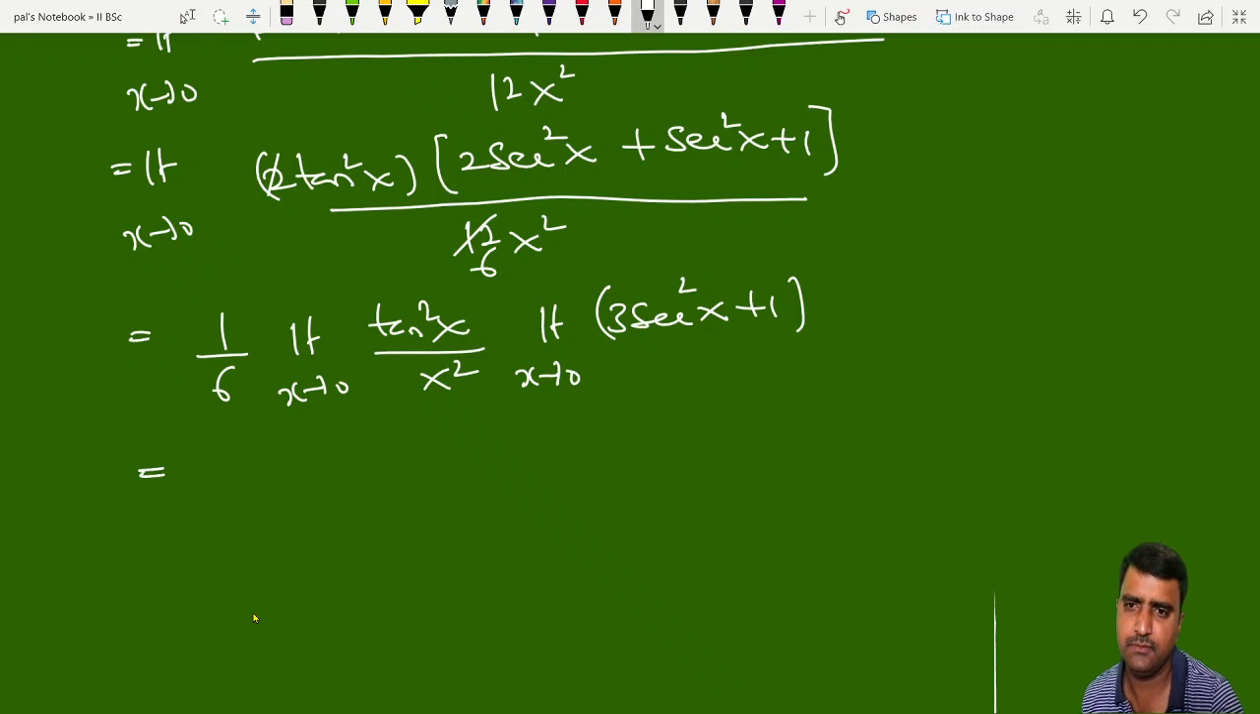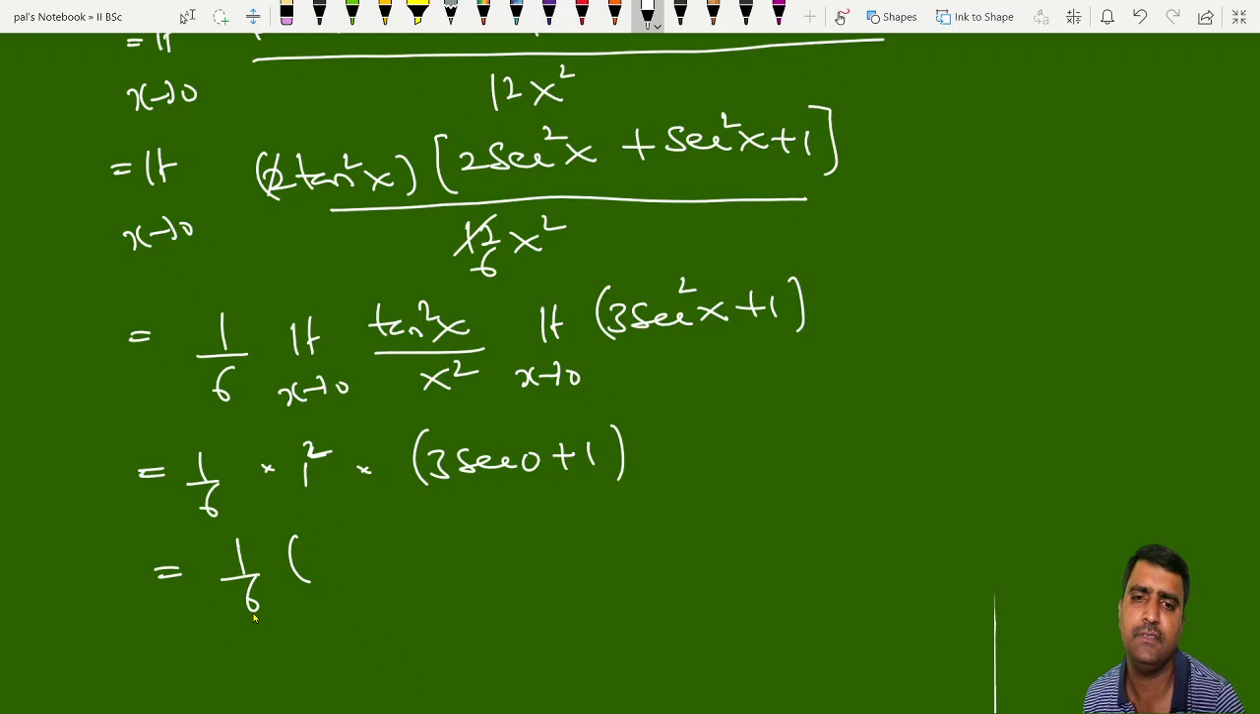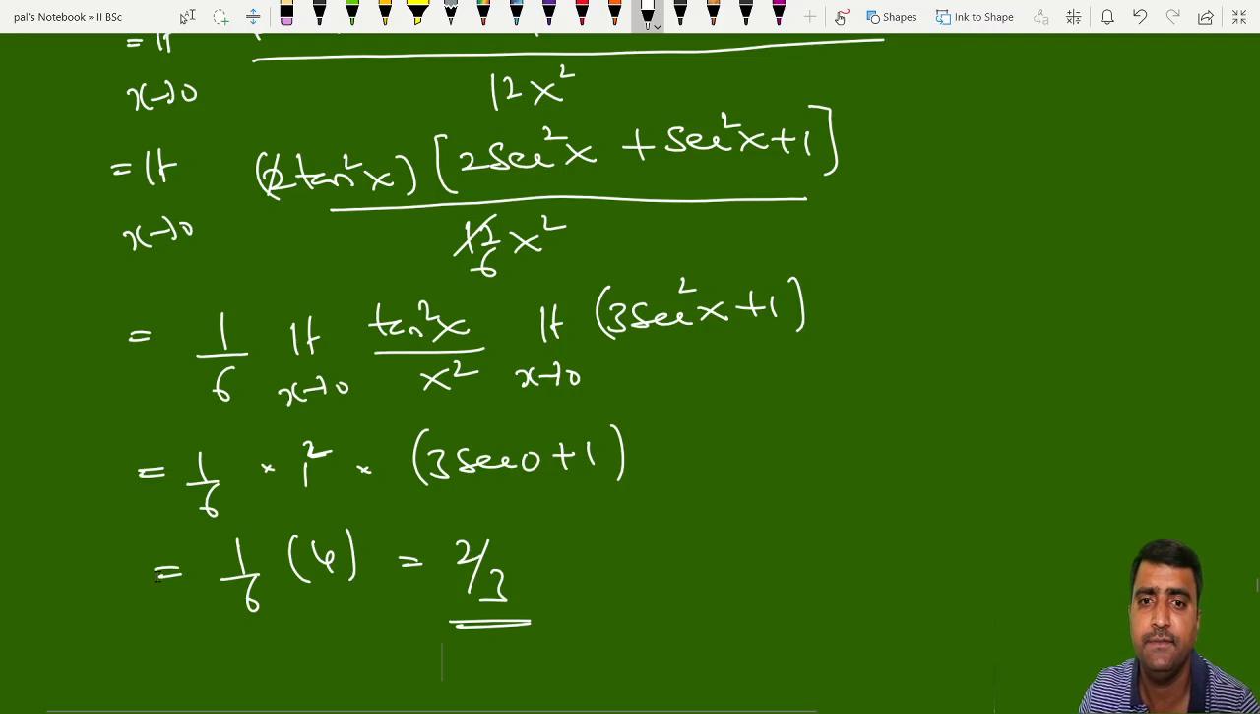Which is equal to 1 by 6 into, all of you know that tan x by x when x tends to 0 is 1. Square is there, so it is 1 square. And applying the limit to this, it is 3 into secant 0 plus 1. Secant 0 is 1, so 1 into 3, 3 plus 1, 4. So 1 by 6 into 4 is equal to 2 by 3. 2 2s are 4, 2 3s are 6, so 2 by 3 is the final answer. Like this we evaluate infinity minus infinity forms.